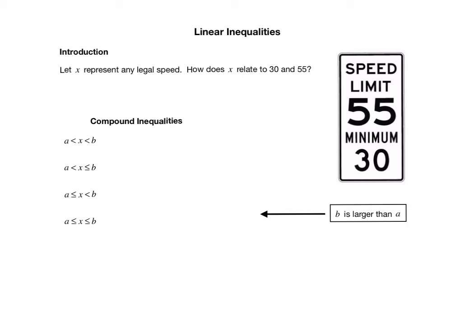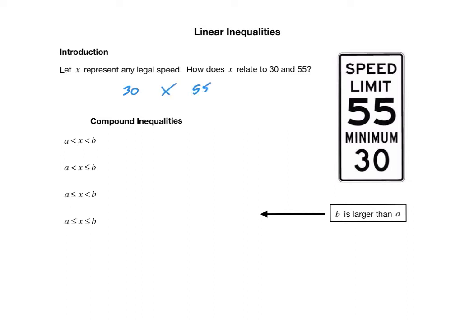So let's revisit this problem now with the reality that technically the speed max is 55, but there's also a minimum of 30. For example, anything below 30 miles per hour is too slow compared to somebody that may be going 55 miles per hour. So let's let x represent any legal speed. How does x relate to 30 and 55? And now we're going to create the compound inequalities from this scenario. So the way that I would write this is x, a legal speed, is literally between 30 and 55. So I'll write 30 here, 55 here, and put the x in the middle.